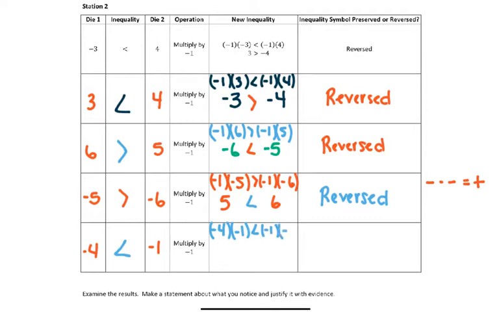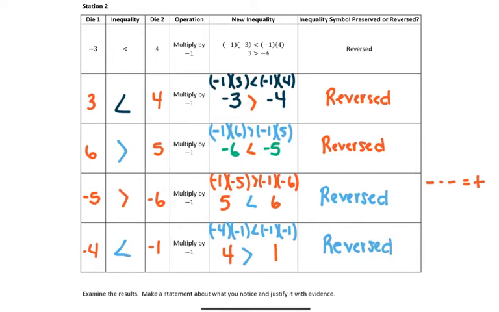So -4 times -1 on this side. Okay, remember that when we're multiplying two negatives, it equals a positive. So -4 times -1 is +4. And on the other side, -1 times -1 is +1. Now I have to ask myself, can I still say that 4 is less than 1? And I can't say that 4 is less than 1. That would not be a true statement. 4 is greater than 1. So I'm going to change that inequality symbol to greater than instead of less than. And if I change that inequality symbol, then I reversed it.